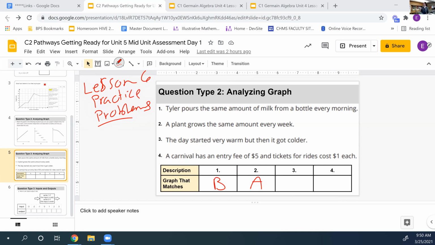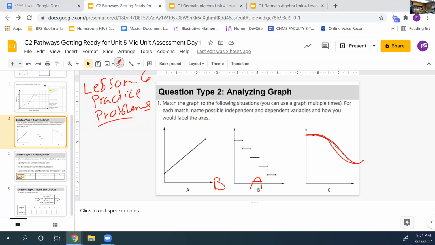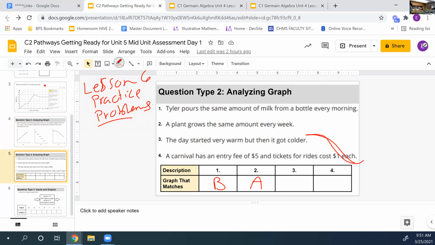Last 2 here. The day started very warm, but then grew colder. So it started warm, and then the temperature went down. Which one of these graphs do you think best shows that? Very good, Melissa. Graph C is going to match option number 3, because it started off warm, it stayed warm, and then the temperature dropped. So for 3, you would have letter C.